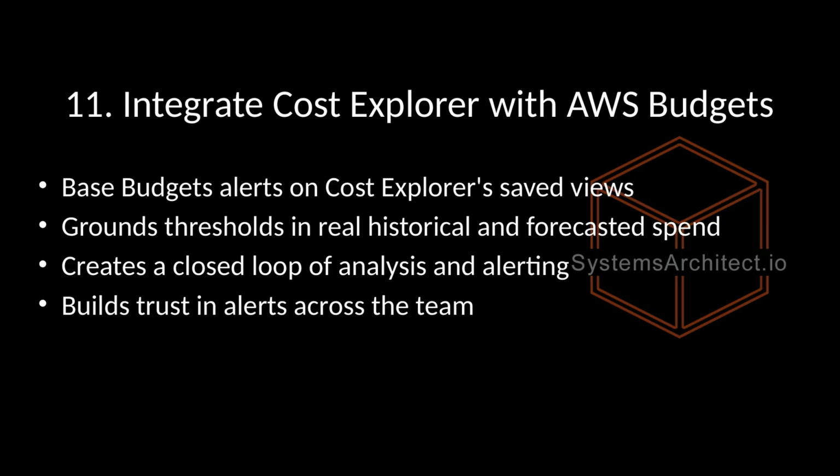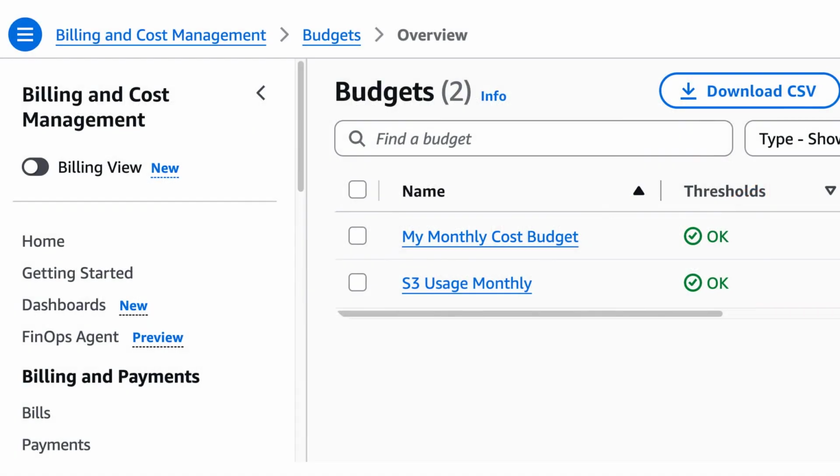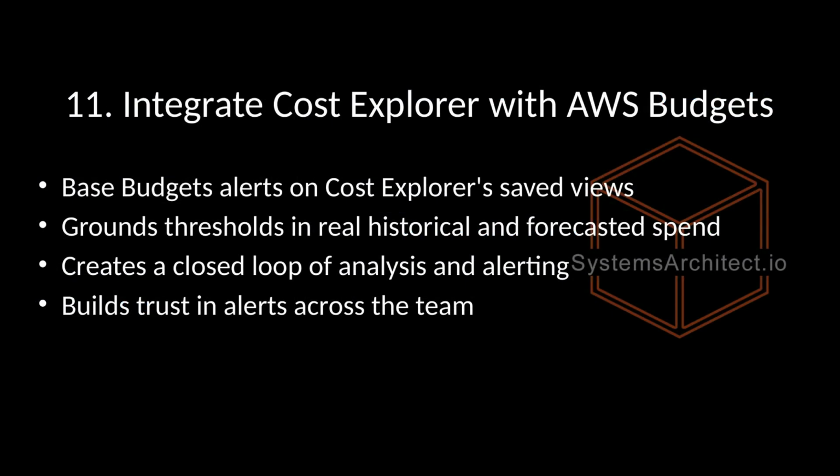11. Integrate Cost Explorer with AWS Budgets. Cost Explorer is fundamentally an analysis and reporting tool, while AWS Budgets is the tool that actually alerts you when spending crosses a threshold, and the two work best when they're built on the same view of the data. Using a saved Cost Explorer report as the basis for a Budgets alert grounds the threshold in real spend. It's not just a number picked out of thin air.